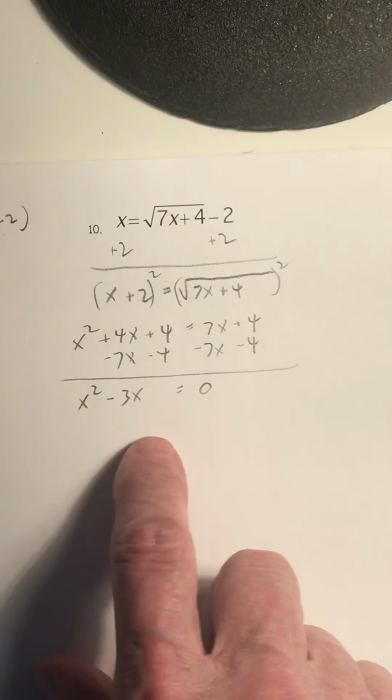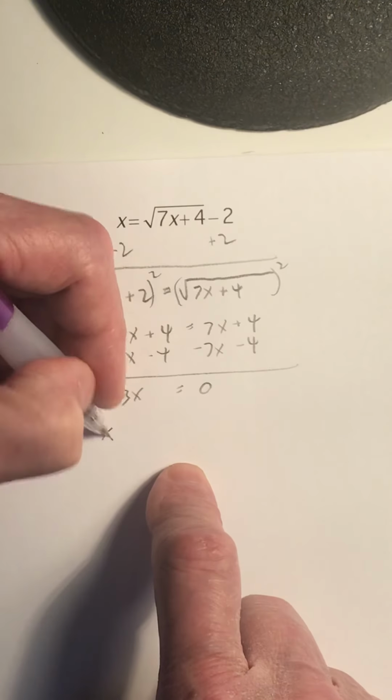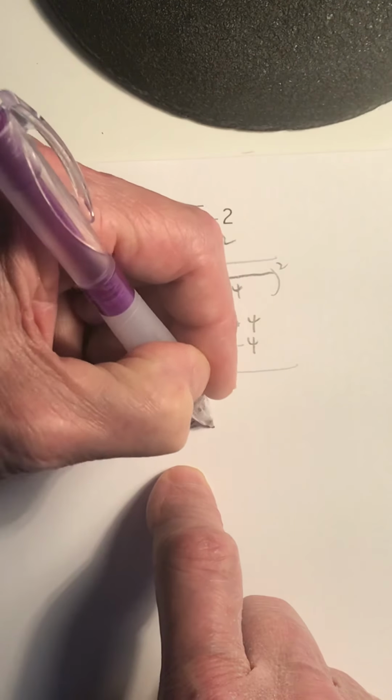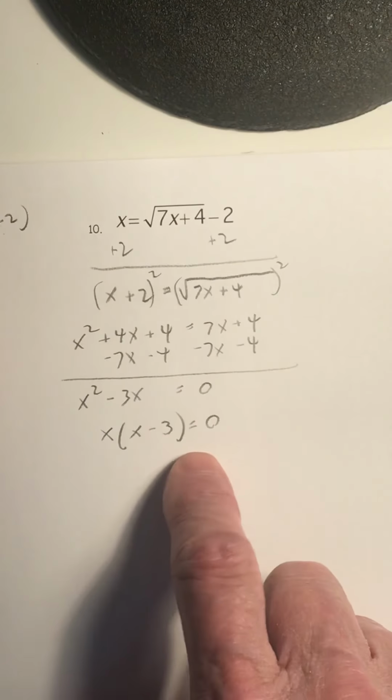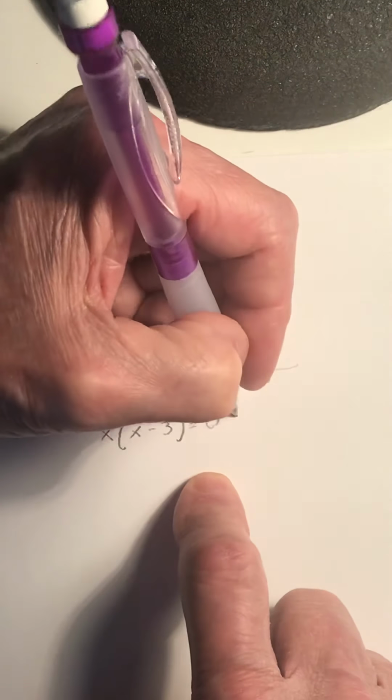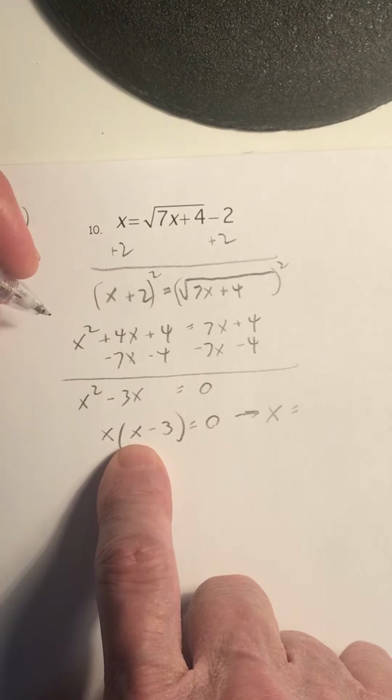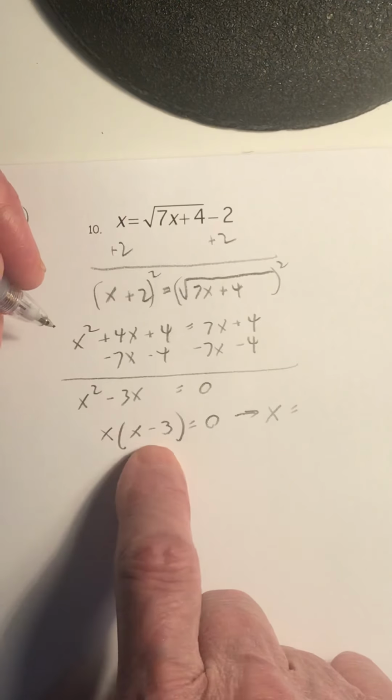And this is kind of nice. All we do here is factor out an x, and we have x times x minus 3 equals 0. So this quadratic has 2 solutions. If this times this equals 0, either x equals 0 or x equals 3.